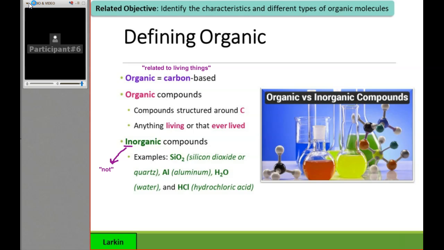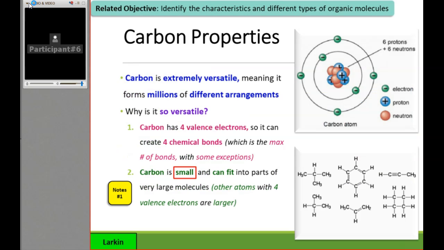Perfect. Okay, let's talk a little more in depth about this atom that organic compounds are centered around. And that atom, again, is carbon. We took a look a lot at carbon in one of our previous units when we introduced atoms. And carbon is a really interesting atom. It's extremely versatile, and it can form millions of different arrangements. Now, the reason it is so versatile is because of its valence electrons.